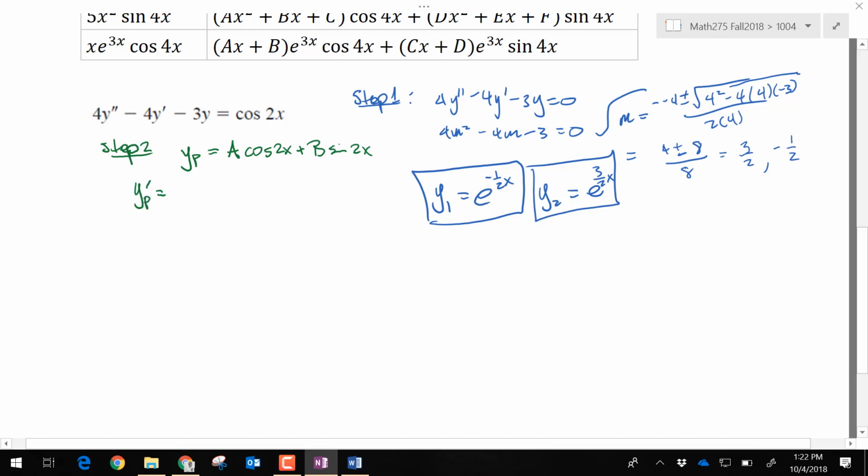y sub p prime: the derivative of cosine is negative sine, and there's a 2 that comes out because of the coefficient. Negative 2a sine 2x. Derivative of sine is positive cosine, and there's a 2 that comes out. And then one more time, the 2 stays, negative for a cosine 2x, plus another 2, goes negative.